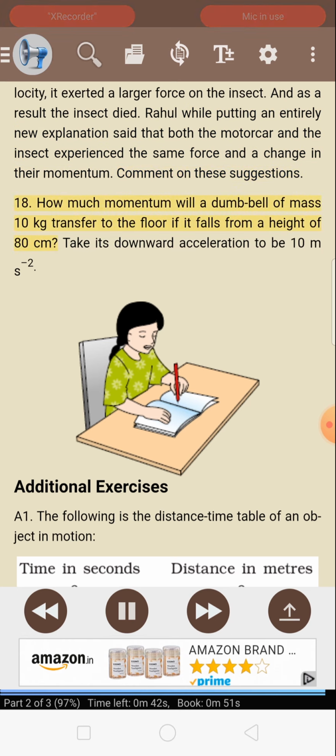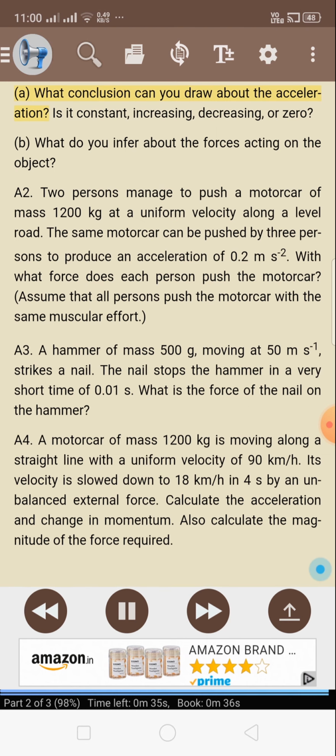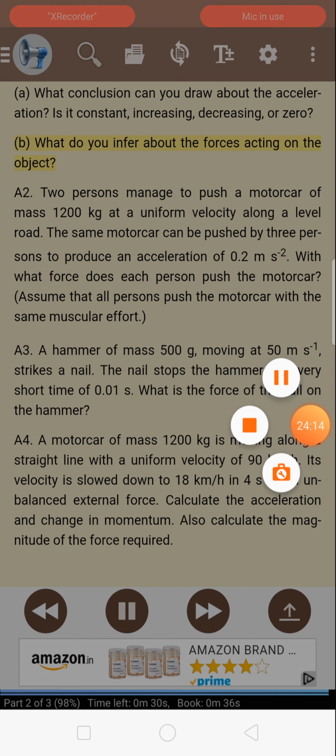18. How much momentum will a dumbbell of mass 10 kilograms transfer to the floor if it falls from a height of 80 centimeters? Take its downward acceleration to be 10 meters per second squared. Additional exercises. A1. The following is the distance-time table of an object in motion. (a) What conclusion can you draw about the acceleration? Is it constant, increasing, decreasing, or zero? (b) What do you infer about the forces acting on the object?